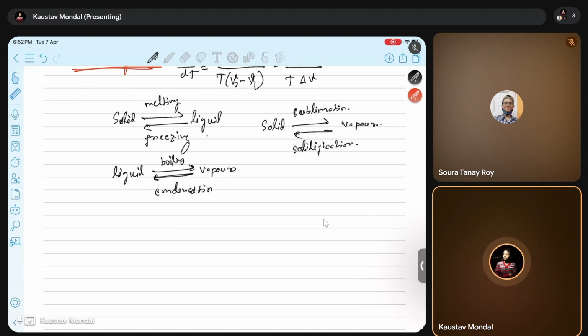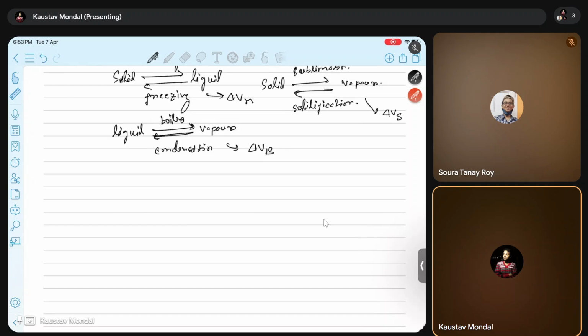So if you calculate the change in specific volume for all these processes, let's suppose for melting, the change is delta Vm. For boiling, this change is delta Vb, and for sublimation, let's suppose the change is delta Vs. Now, if you compare their values, you will see the value of delta Vb is comparable to the value of delta Vs, but the value of delta Vs is much greater than the value of delta Vm.